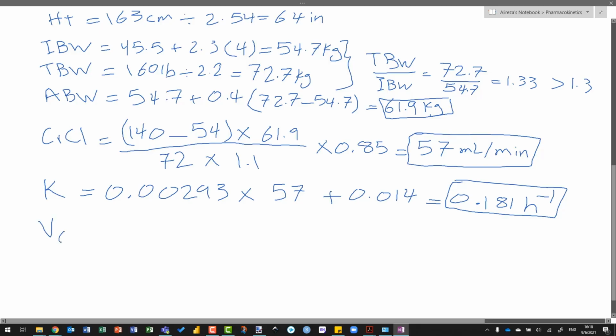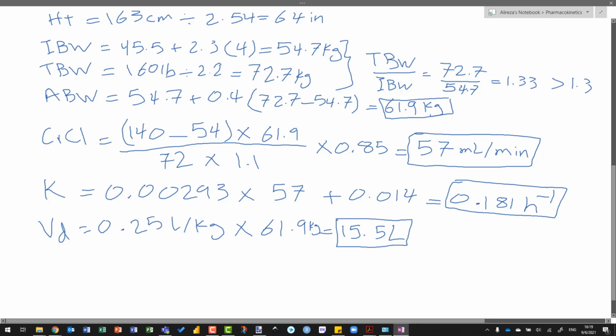Next, we can calculate volume of distribution for this patient. Nothing in the case indicated that this patient is dehydrated or overhydrated. So we use the value 0.25 liters per kilogram. And we use the weight of 61.9 kilogram, which gives you 15.5 liters. The kilograms cancel, and this is in liters. One thing I forgot to calculate with the K is that you can actually get the half-life. Half-life equals ln of 2 divided by K, which gives you 3.8 hours.